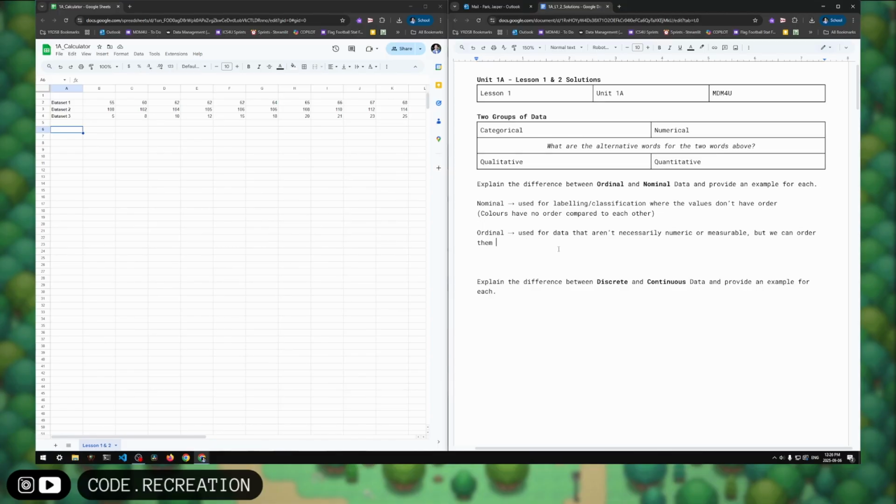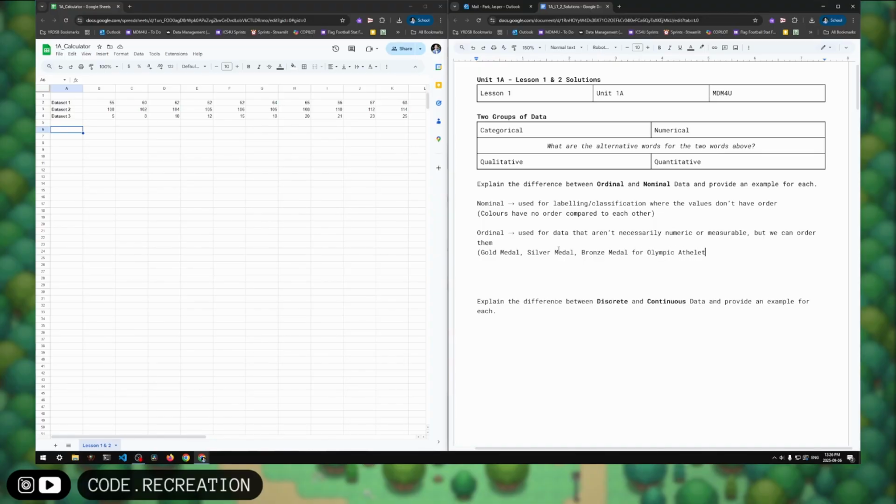Okay, so an example would be gold medal, silver medal, and bronze medal for Olympic athletes. We know that these are non-numeric, but there's a clear order of value, almost like a magnitude within them. So gold is better than silver, silver is better than bronze. That's a type of ordinal data where we can categorize athletes based on what medal they got, and we would know that gold is better than silver, silver is better than bronze, and so forth.